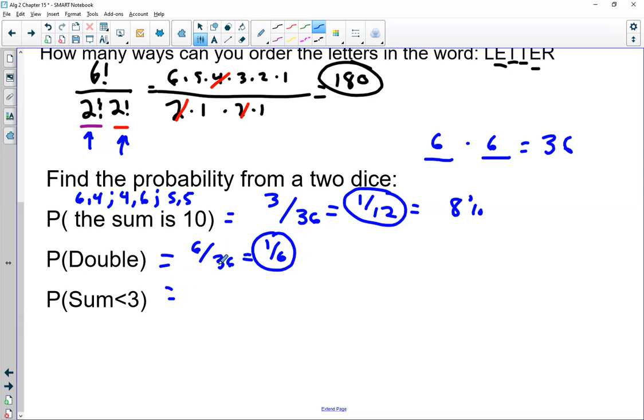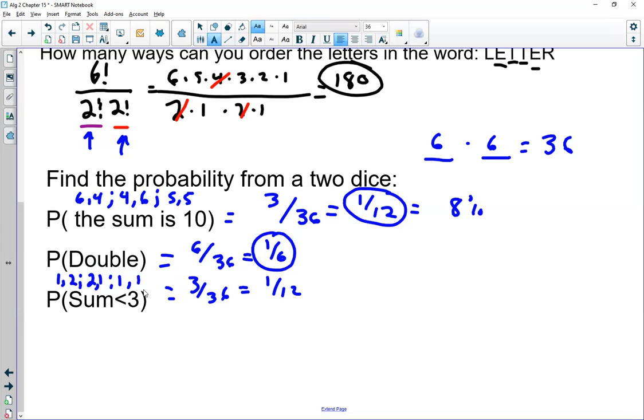Now the sum being less than 3. 1 and 2, 2 and 1, 1 and 1. Anything else? No. Again, 3 out of 36, 1 out of 12.